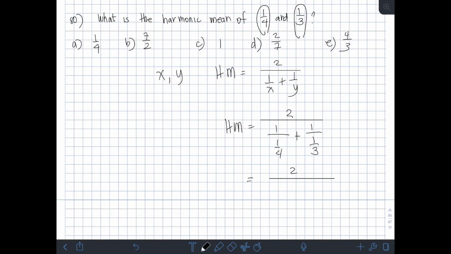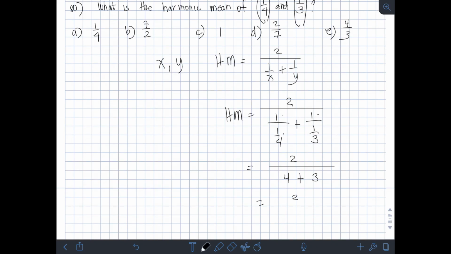Equals 2 over, so parang reciprocal to ng 1/4. 1 all over 1/4 is 4 plus 1 all over 1/3 is 3. So, 2 over 4 plus 3, 7. So, therefore, the harmonic mean is 2/7. Letter D. Okay?